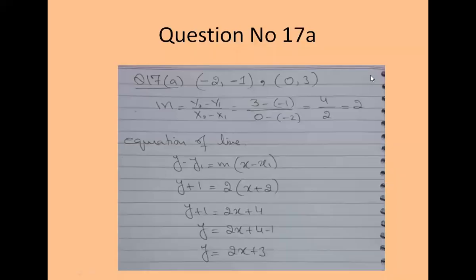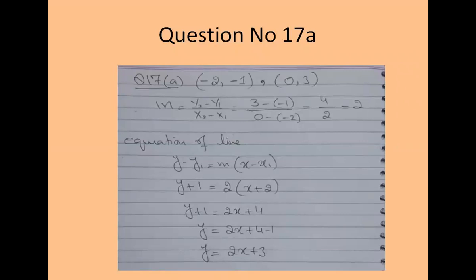A part I'm doing. So the 2 points we have taken on that line are minus 2, comma, minus 1 and 0, comma, 3. So the gradient will be y2 minus y1 divided by x2 minus x1. And that will be 3 minus minus 1 divided by 0 minus minus 2. So you will have 3 plus 1, that will be 4. And that will be 0 plus 2, and that will be 2. So 4 divided by 2, and that will be 2.